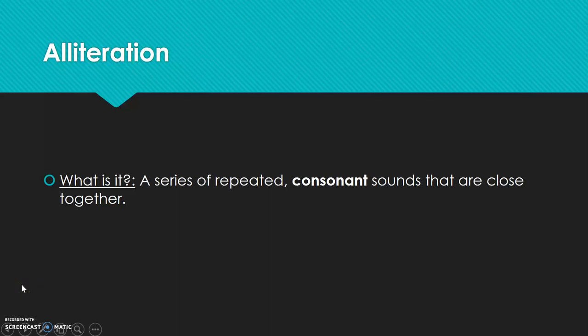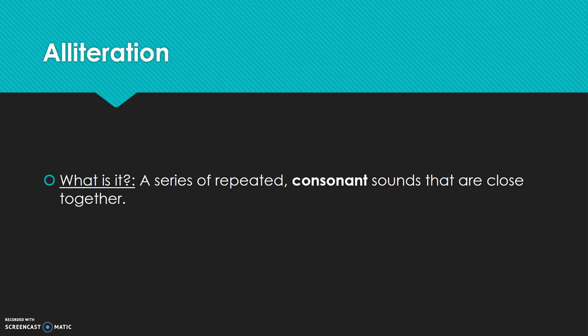Alliteration is a technique that poets and writers use in their craft for many different reasons, and it can have many different effects depending on what sounds you choose and how you choose to use it. So what is alliteration? It's a series of repeated consonant sounds that are generally close together in a sentence or in a phrase or in a couple of sentences.